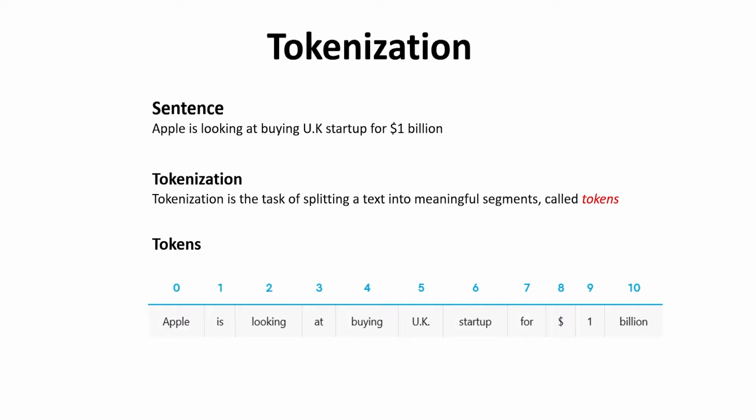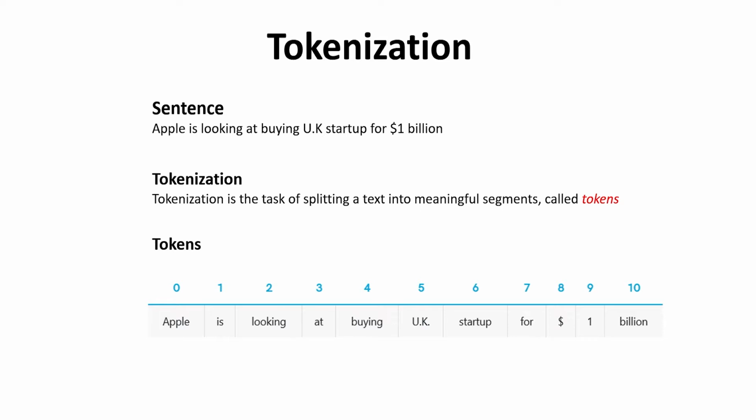This is an example of tokenization. What is tokenization? It is the task of splitting a text into meaningful segments called tokens. We have the sentence, Apple is looking at buying UK startup for $1 billion. When we apply the tokenization technique on this sentence, it will break down into different parts, and you will see here the first word Apple will get the number 0, is will get number 1, looking 2, at 3, buying 4, UK 5, startup 6, for 7, and so on. So we split the sentence into meaningful segments, and that is known as tokens.